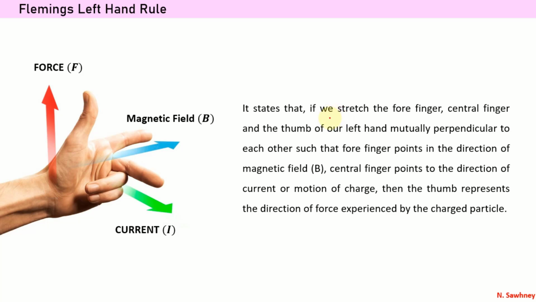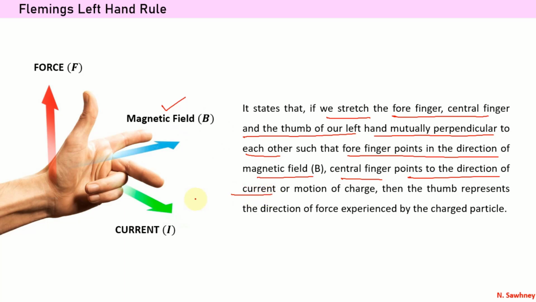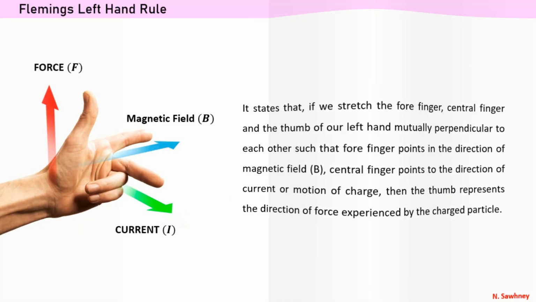It states that if we stretch the forefinger, central finger and thumb of our left hand mutually perpendicular to each other, the forefinger points in the direction of the magnetic field, the central finger points in the direction of the current or motion of the charge, then the thumb represents the direction of the force experienced by the charged particle that we have applied in our figure also.